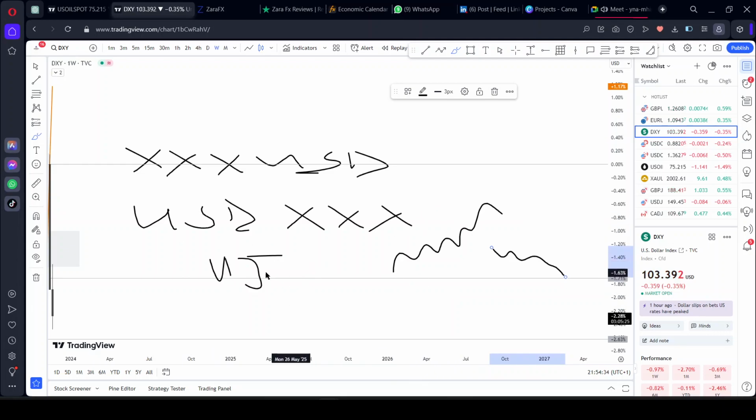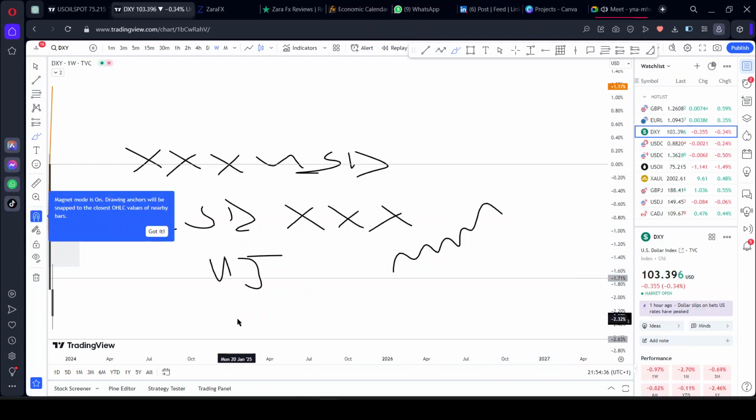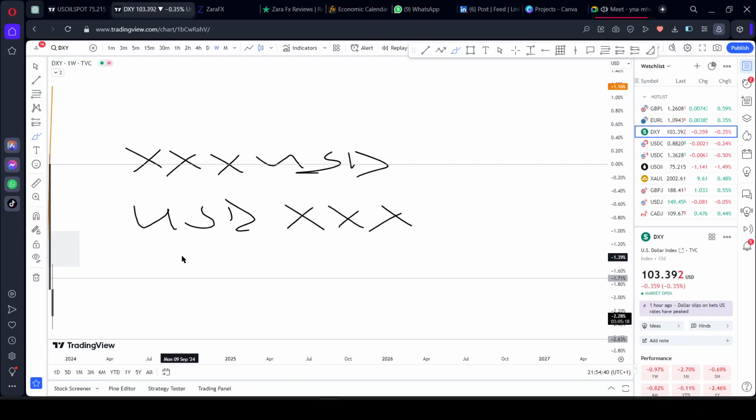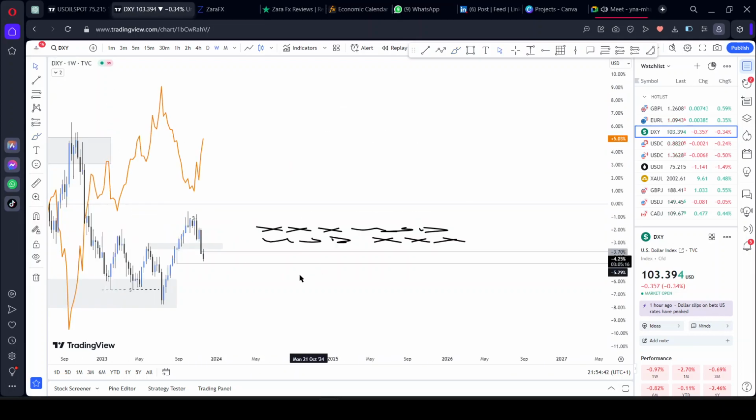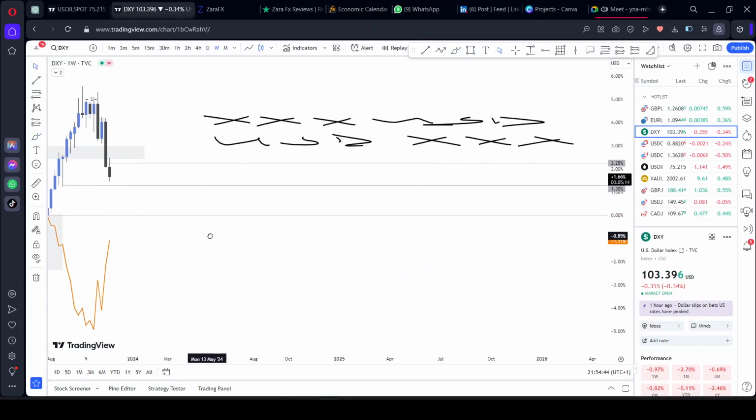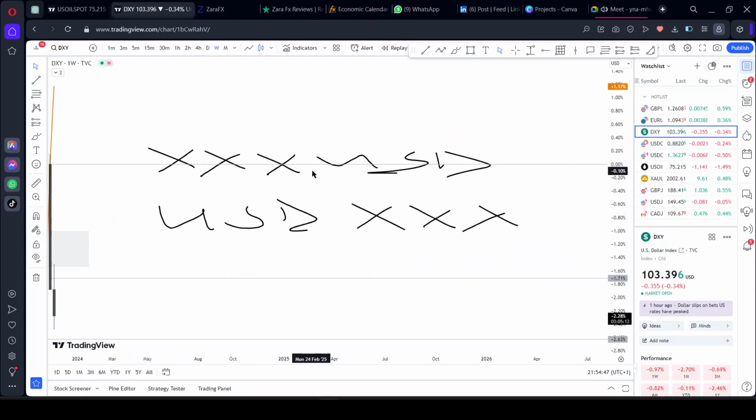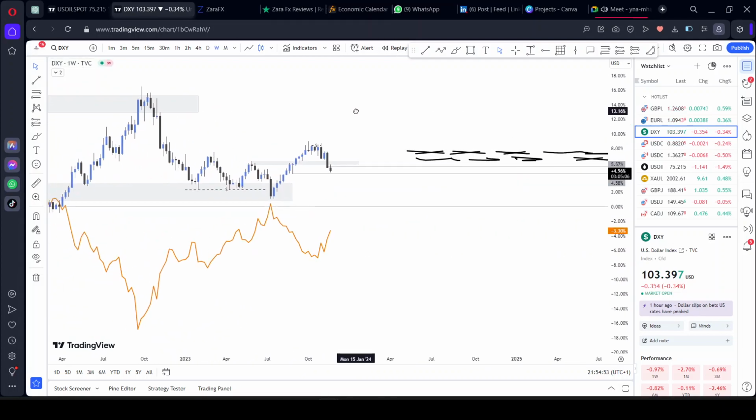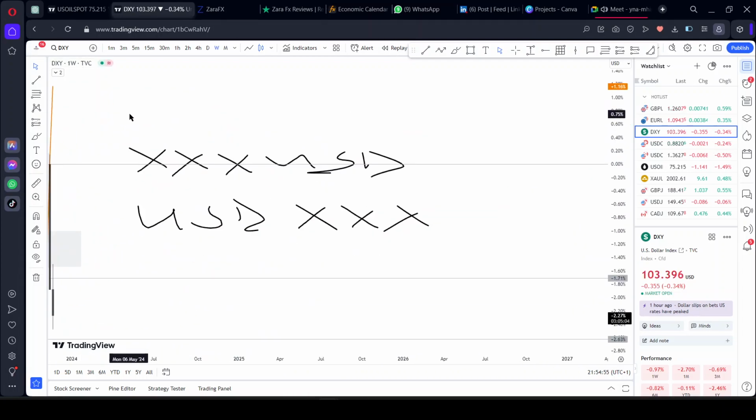UJ is a bit weird, and I'm not a UJ person. Remember, I like base currency. I like major currencies aside from Japanese currencies. But recently I've been looking at CAD JPY and it's been very beautiful though. Okay, so that's sorted.